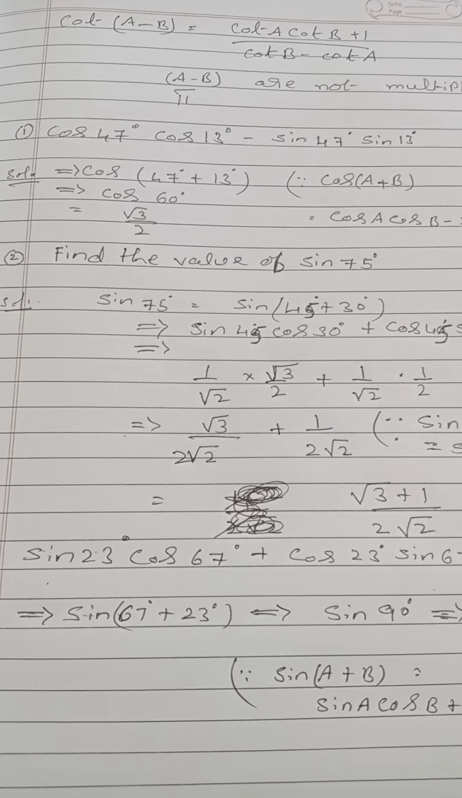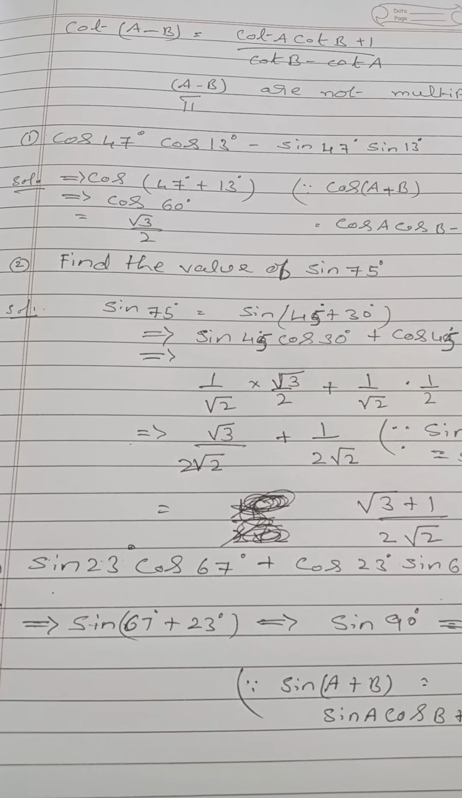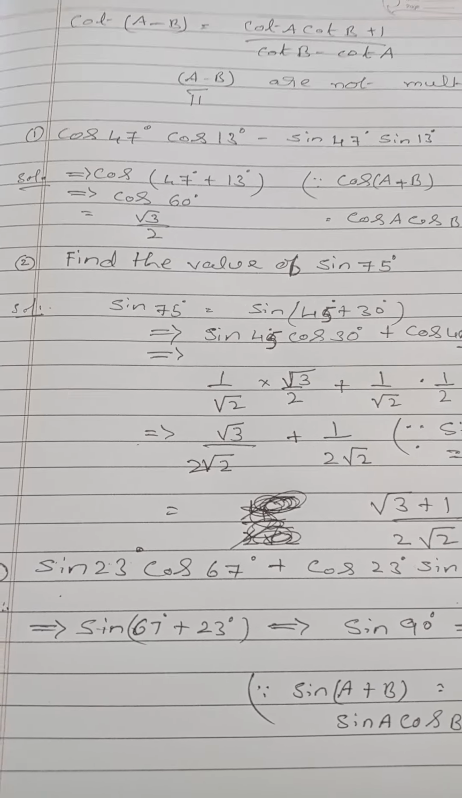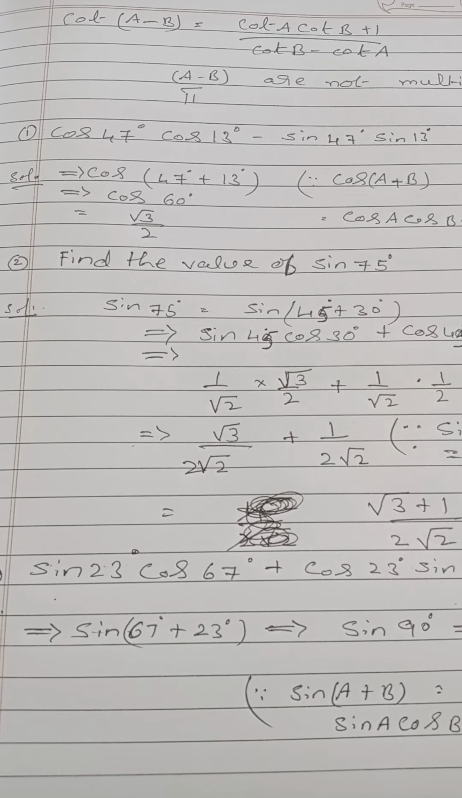So the last function is cot(a - b) = (cot a cot b + 1) / (cot b - cot a), where a and b are multiples of pi.